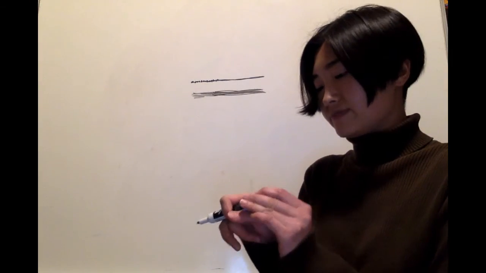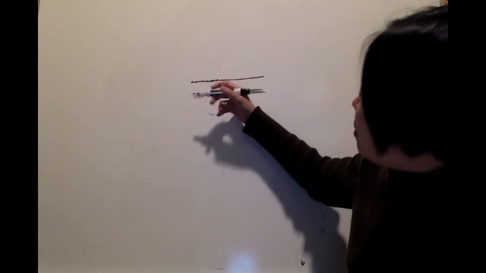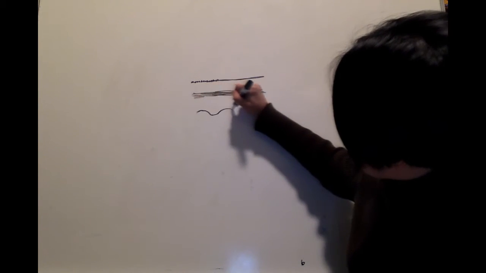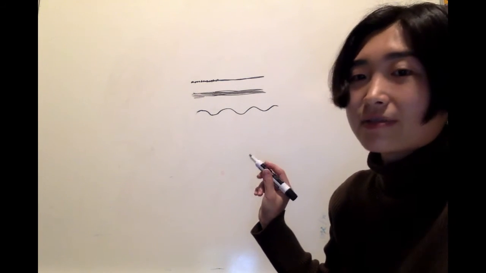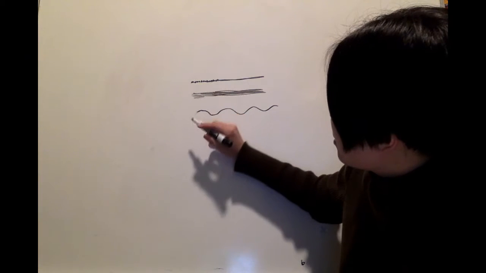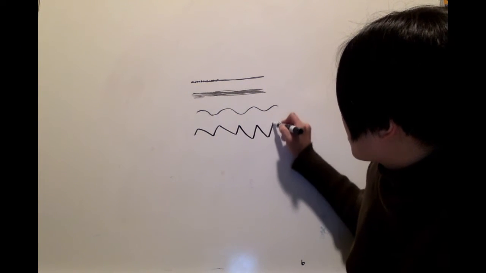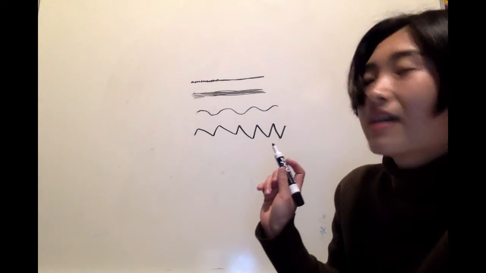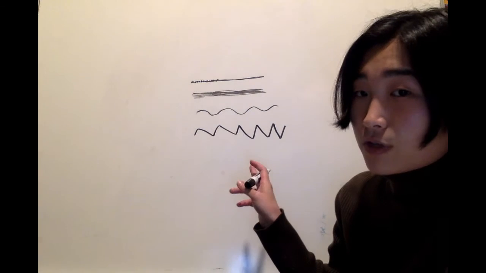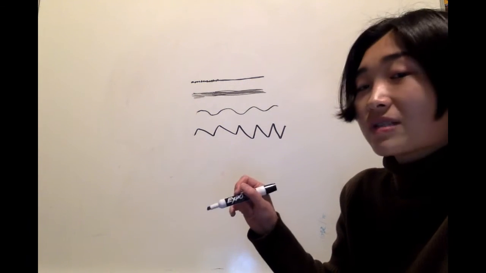I know one. What is this line called? A wavy line. What about this line? What is this line called? A zigzag. And the last line that I want to show you is my favorite one because it's really fun to make. And it looks like this.